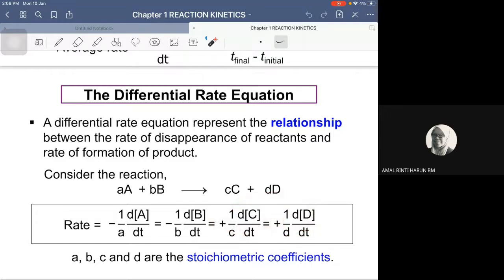Okay, so tulis rate, differential rate equation adalah rate equal to -1/A. Okay, refer to the stoichiometry coefficient. The decreasing of A concentration with the time. Okay, so same goes to the B, C and D. Okay, so differential rate equation ni nak buat apa? Nak menghubungkan antara rate of disappearance of the reactant and rate of the formation for the product.